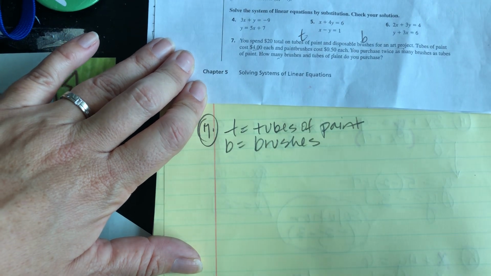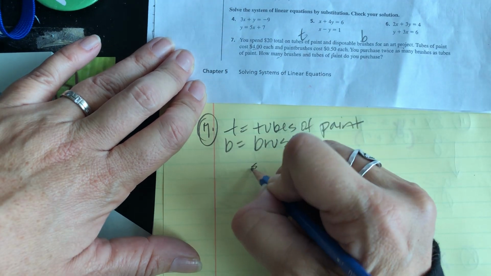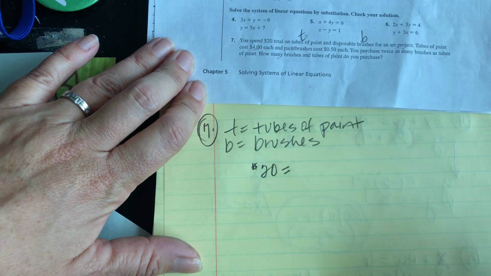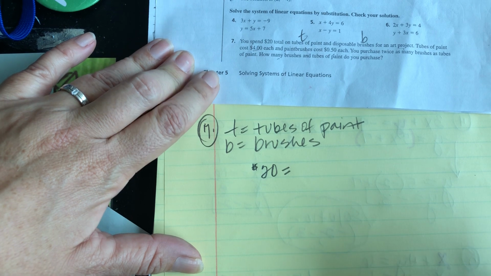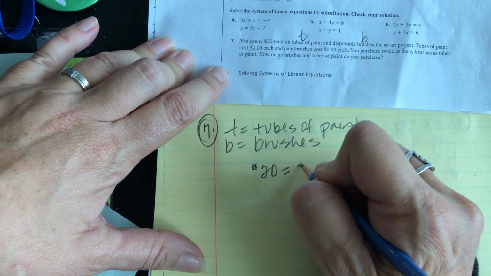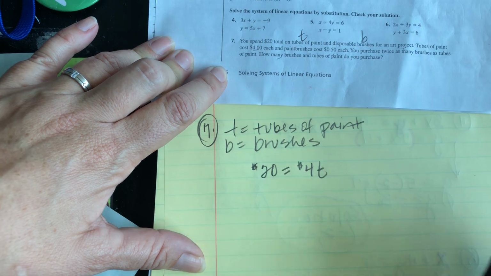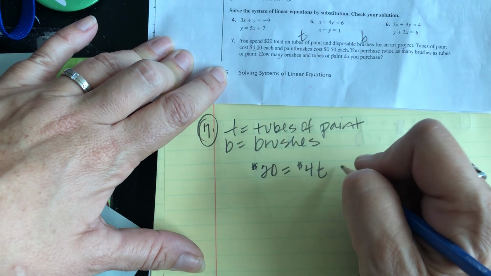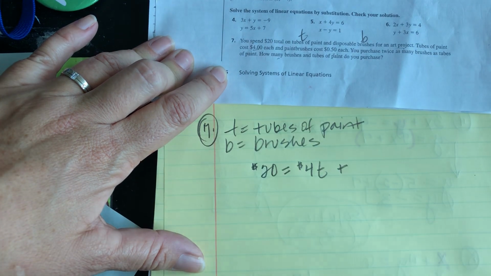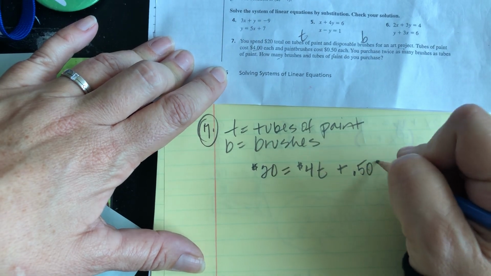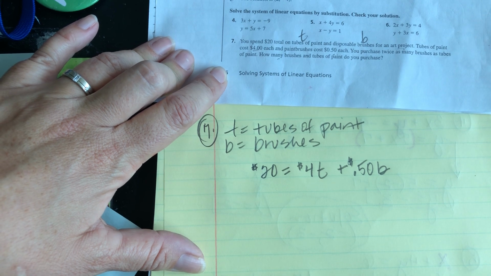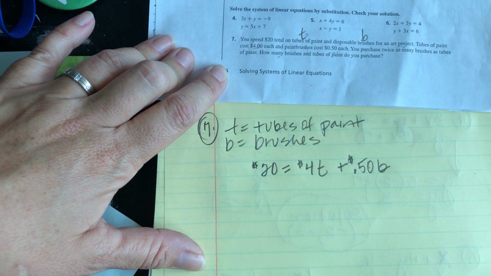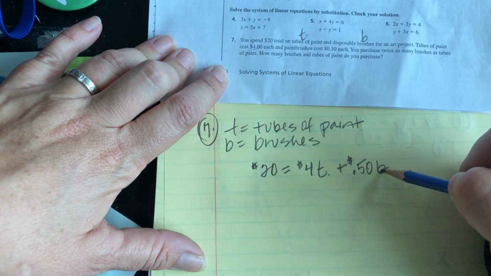Now, the first thing that we read about was we pay $20 for a certain number of tubes of paint and a certain number of brushes. They tell us that the tubes of paint are $4, so I have to take $4 times every T for tubes of paint, put that together with the brushes, 50 cents for every brush, and that's going to be equal to $20. That's all fine and good, but I can't solve this until I have another relationship between tubes of paint and brushes.